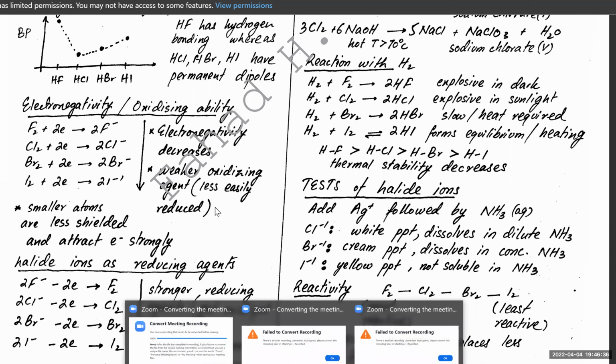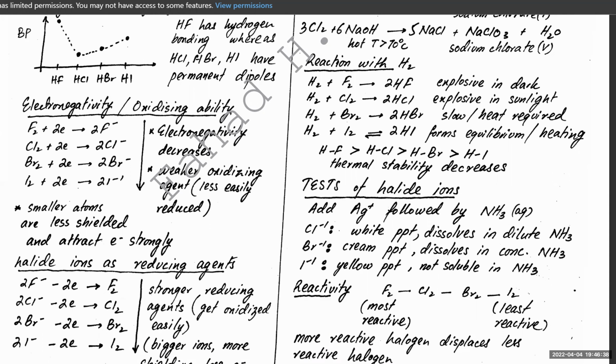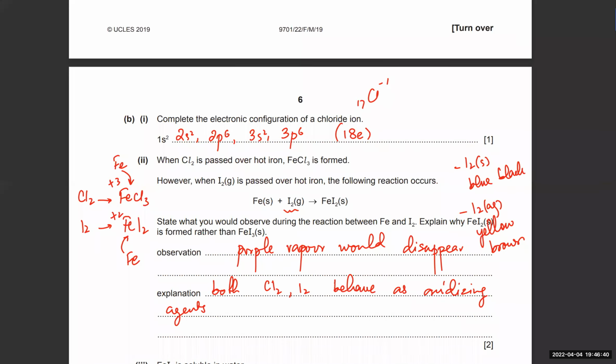So what is happening in this question is that I2 is a weaker oxidizing agent. Iodine doesn't really like to gain electrons, so it would not be taking that many electrons from the iron. So iodine is a weaker oxidizing agent.